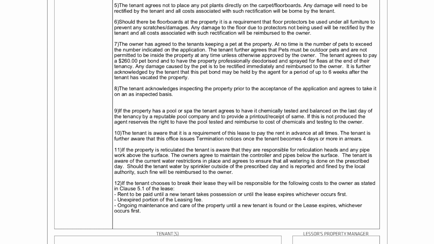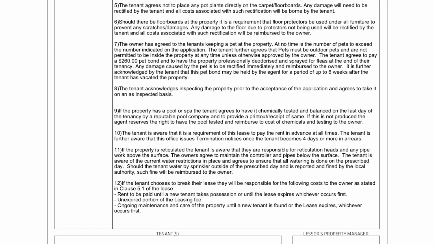The tenant is aware that it is a requirement of this lease to pay rent in advance at all times, or a termination notice may be issued. If the property is reticulated, the tenant is aware that they are responsible for reticulation heads and any pipe works above the surface. If the tenant chooses to break their lease, they will be responsible for the following costs.